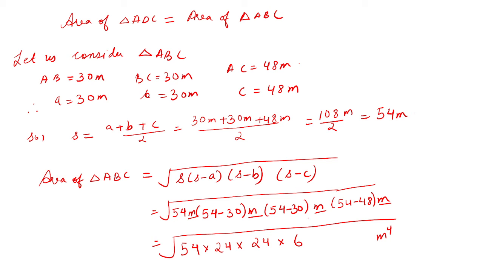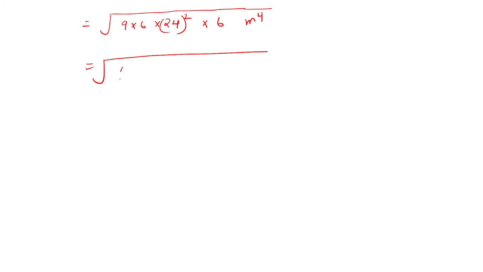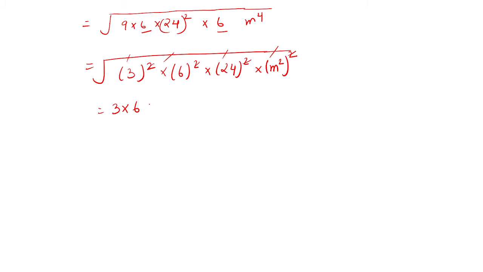Now quickly let's move on to the next slide. Can you write 54 as 9 into 6, and you can write this as 24 whole thing square, because 24 is repeated twice, into 6 meter to the power 4. Now can I write 9 as 3 square? Because right now 6 is repeated twice, so write this as 6 square into 24 square into meter square, the whole thing under the root. So you can just cancel them out. What do you get? You get 3 into 6 into 24 into meter square. Now this will give you 432 meter square.